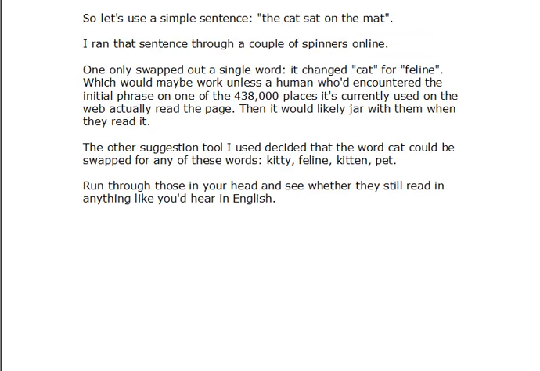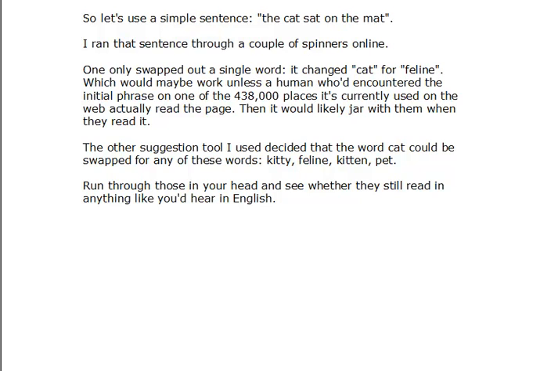I chose "the cat sat on the mat." It's a fairly simple example. I ran it through a couple of spinners online. One of them only swapped out the word cat for feline and didn't come up with any other ideas. So you get "the feline sat on the mat," which would maybe work unless a human who'd actually encountered the phrase, and there's 438,000 times it's used on Google, read it, and then it would likely just jar because "the feline sat on the mat" just doesn't sound right.